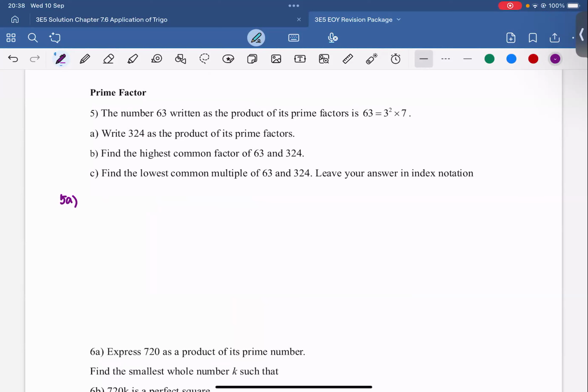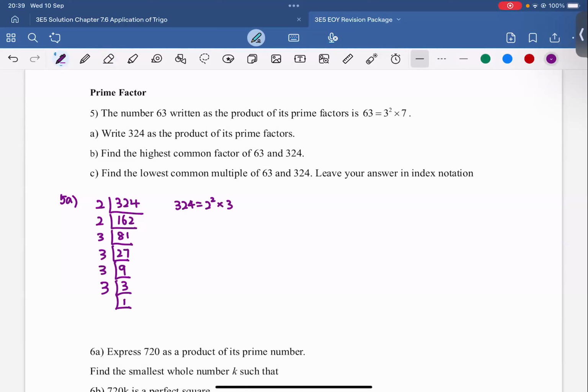So to write 324 as a product of prime factors, we do prime factorization. 2, 162, 2, 81. Remember, you can only choose prime numbers. A common mistake that you all make is you will go and choose 9. 9 is not a prime number. You cannot choose 9, okay? So instead of 9, we should choose 3. Until you reach 1. From here, we will say that 324 is actually equal to 2 to the power of 2 times 3 to the power of 4.